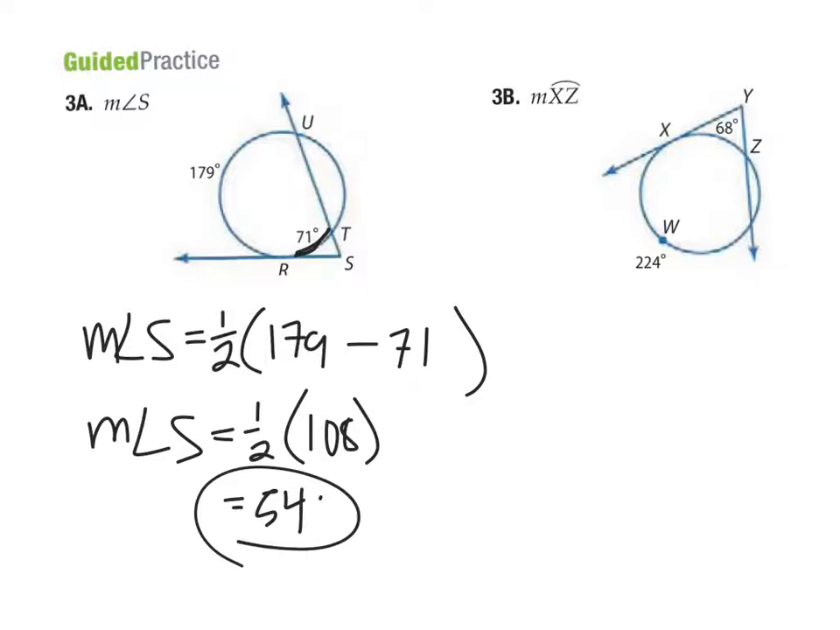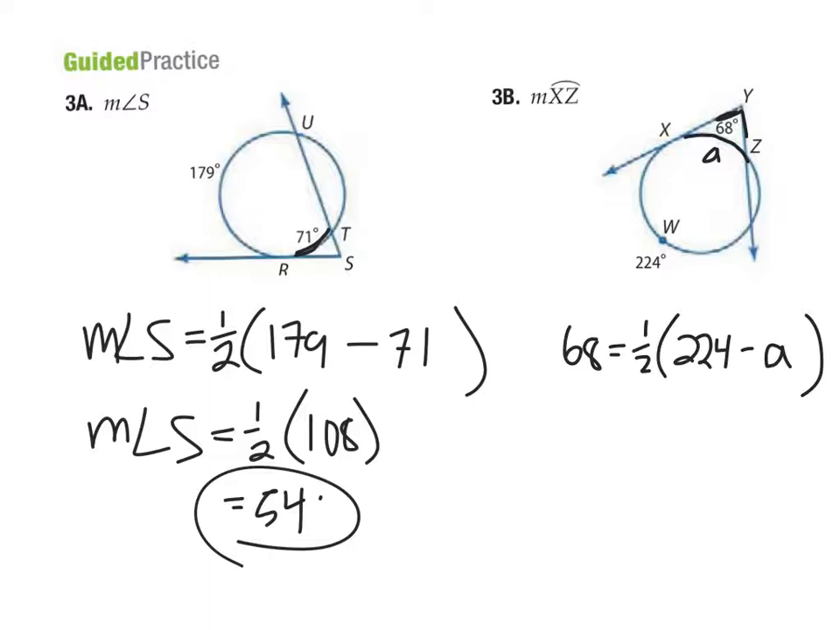All right, now the second one here, they tell us the angle is 68. So 68 is going to equal half of the difference of the two arcs, 224 and the other arc, which we don't know. I'm going to use an A. You can use any variable. And when I use an A, the A is referring to this arc measure right here.